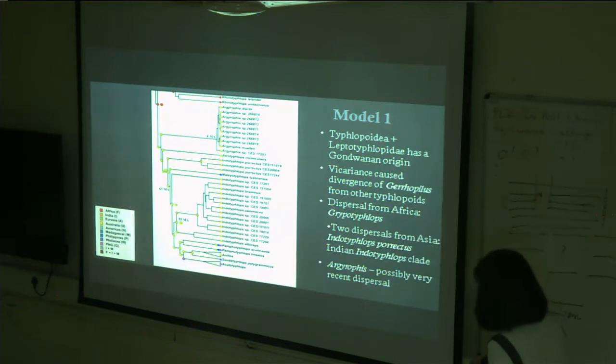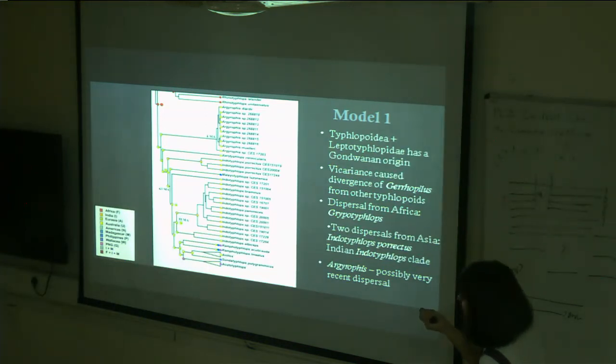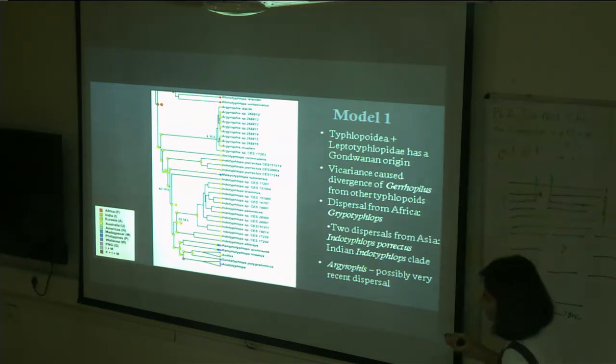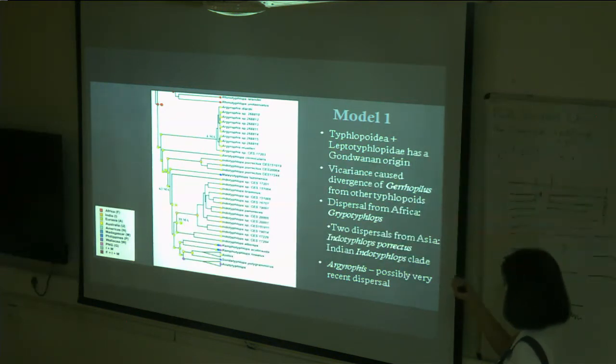And for the rest of the genera also, it shows jump dispersal. So Indotyphlops correctus, which is now going to be called Pseudo-Indotyphlops correctus, was again a jump dispersal around 63 million years ago from Asia into India. And then there was another jump dispersal from Asia into India around 55 million years ago, which led to the Indotyphlops lineage in India. So there has been one vicariance and 3 dispersals explaining the distribution of blind snakes in India.